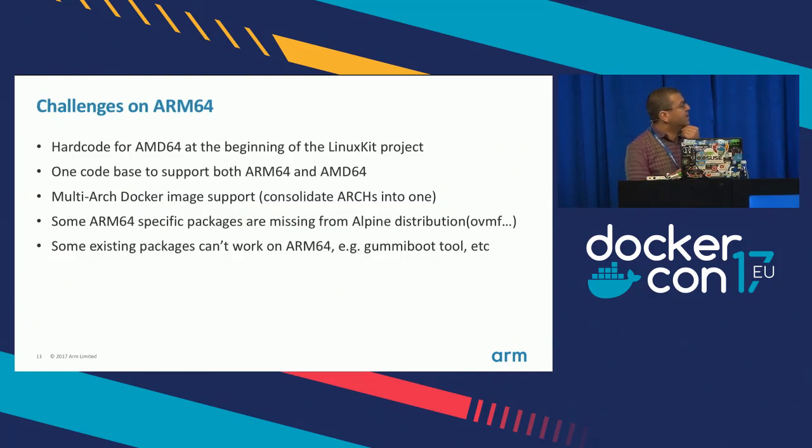So, onto some of the LinuxKit pieces. There were several challenges when we started working on the project. A lot of the code was hard-coded for x86, so there was a lot of cleanup that we had to work on with upstream to ensure that it was a single code base that could support ARM as well. The fantastic work that Phil and crew did with multi-arch support was crucial. Some of the underlying packages required from Alpine were missing, so we had to work with the Alpine community to get some of those on there. Some packages still won't work on ARM64 at the moment, things like Gummy Boot, etc. But we are working with upstream to get things in the right place.